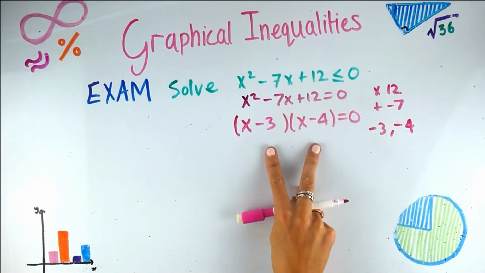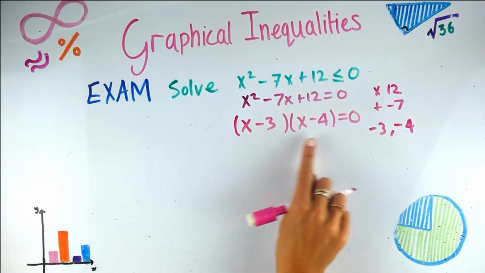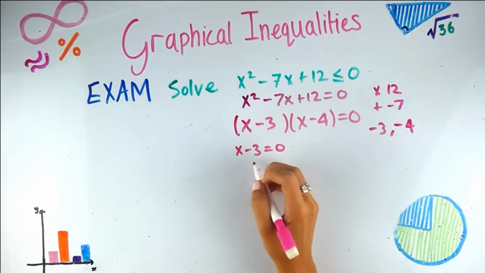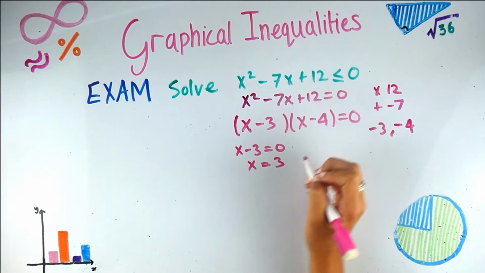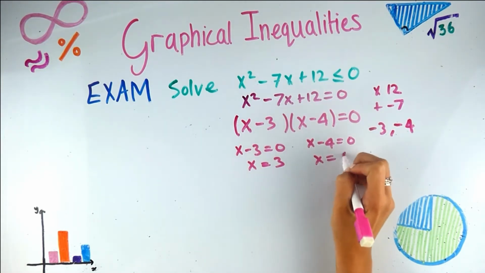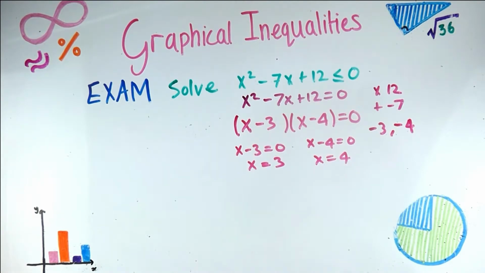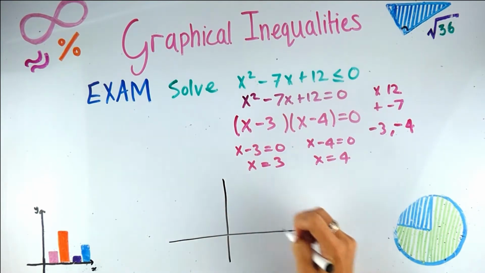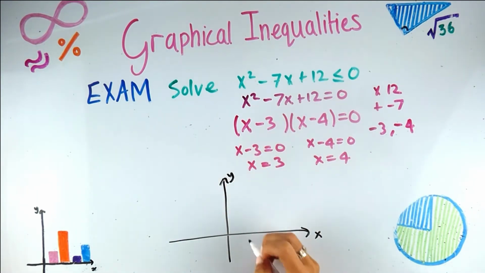For two things to multiply together to give 0, one of these brackets has to be 0. So x minus 3 is 0, so take the 3 over, x equals 3, or x minus 4 equals 0, take the 4 over, x equals 4. As we've just seen, but I'll go through it again, they are the x-intercepts, the points at which it crosses the x-axis.